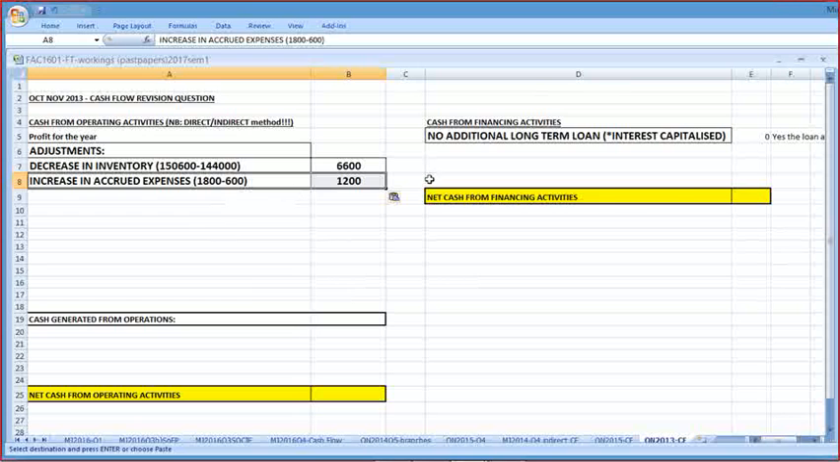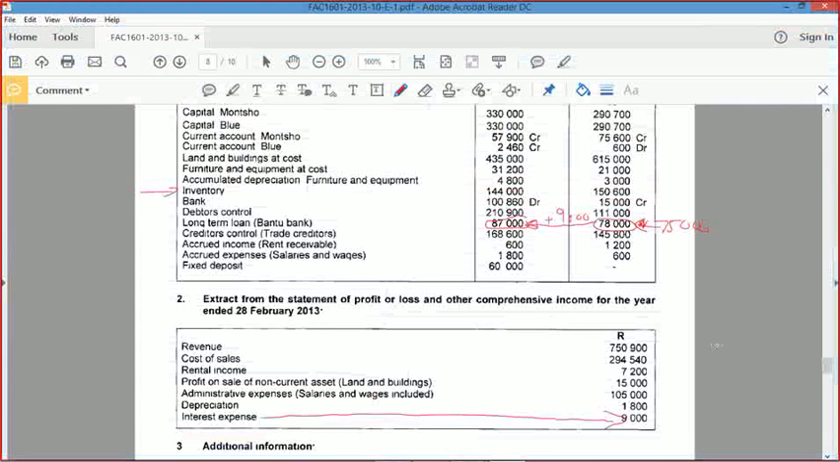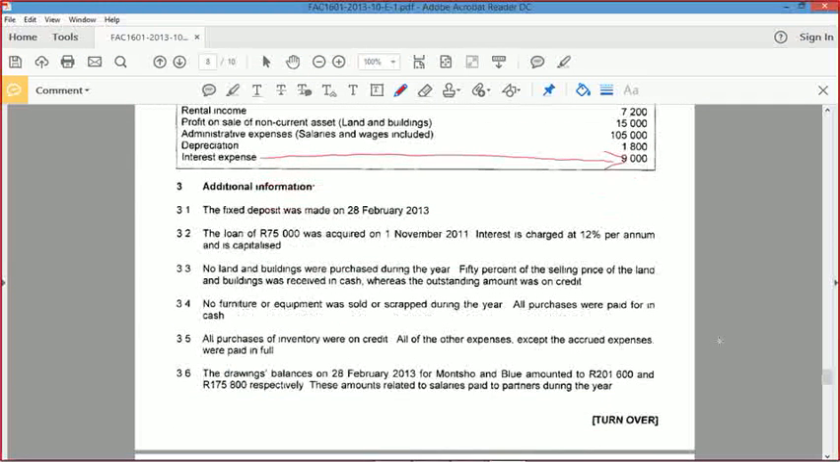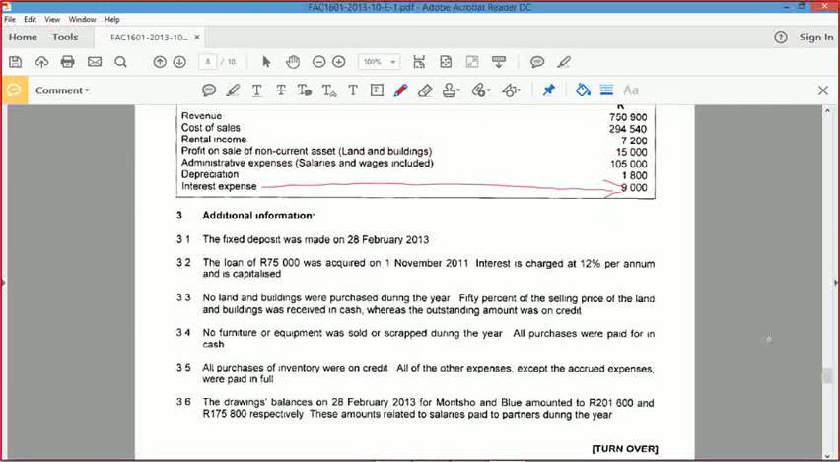The drawings balance on the 28th of Feb 2013 for Montreux and Blue amounted to 201,600 and 175,800 respectively. These amounts related to salaries paid to partners during the year. Good. Operating, finance, or investing? Operating. Good. Where?